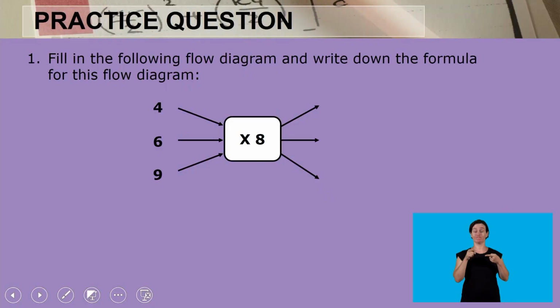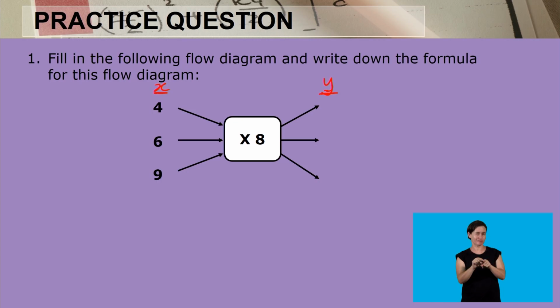Our first question says, fill in the following flow diagram and write down the formula for this flow diagram. We are going to look at this flow diagram, and we know that it starts with our input values. And our input values are going to result in our output values, of course. So what input values have we been given there? We have been given a 4, a 6, and a 9.